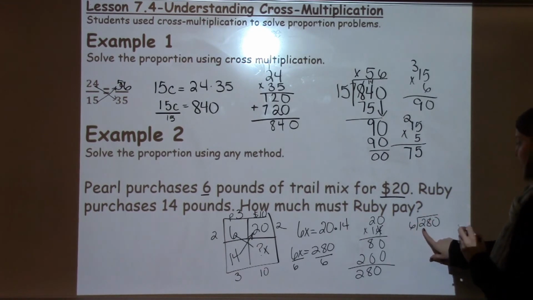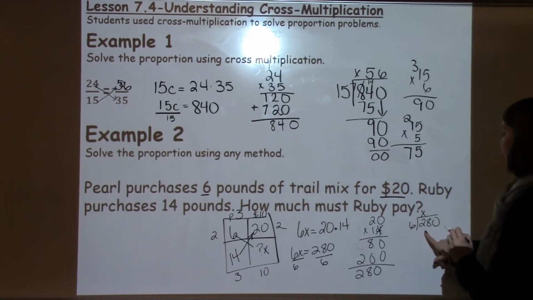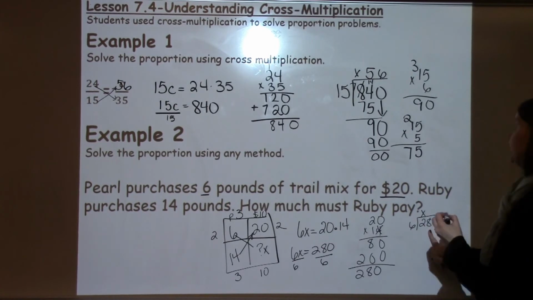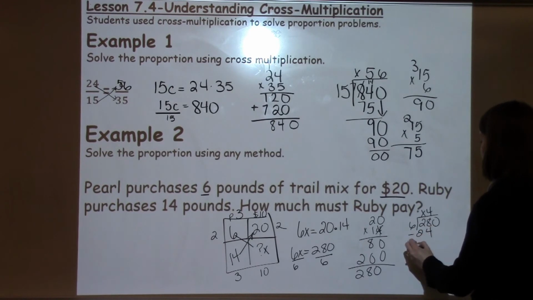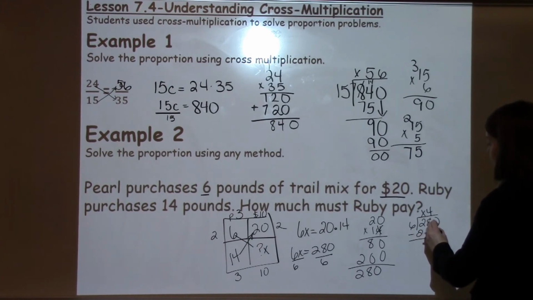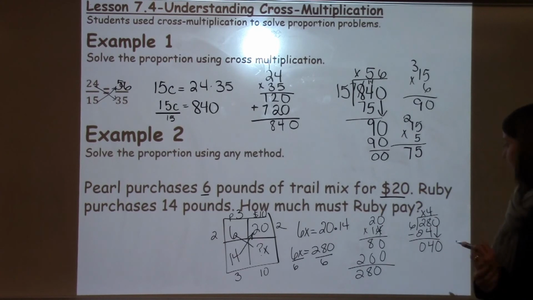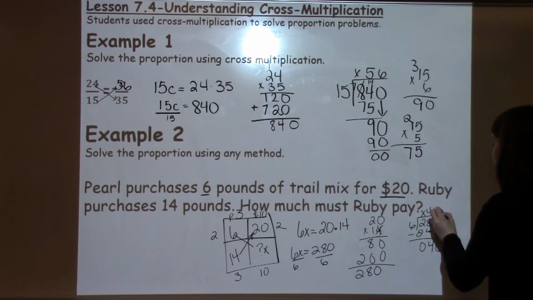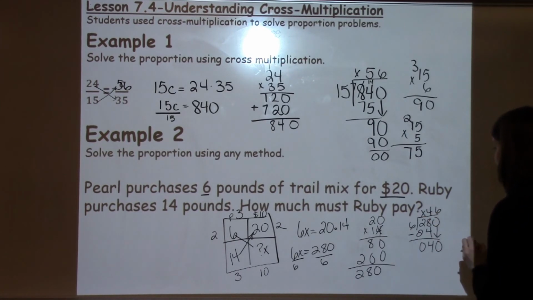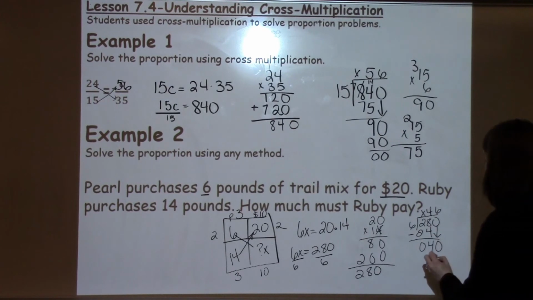How many 6's are there in 2? There aren't any. How many 6's are there in 28? I know 6 times 4 is 24, which is close, without going over. So I'm going to use that. And then I've got my 8 minus 4, which is 4. 2 minus 2 is nothing. And bring down my 0. How many 6's are there in 40? I know that 6 times 6 is 36. So I'm going to put down 6. 6 times 6 is 36.